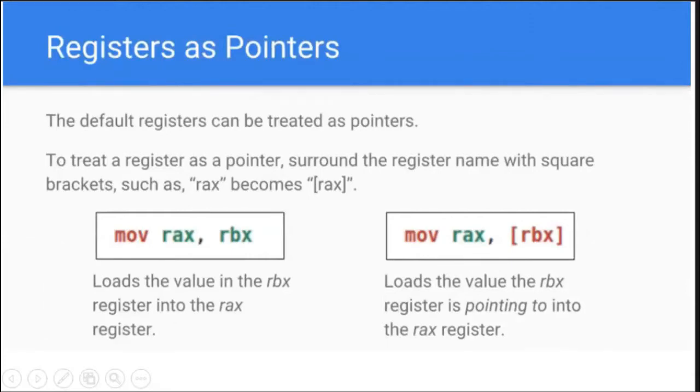So if you look at MOV RAX, RBX, it loads the value in the RBX register into the RAX register. So this is one point. But look at the one here. This one loads the value that the RBX register is pointing to into the RAX register.